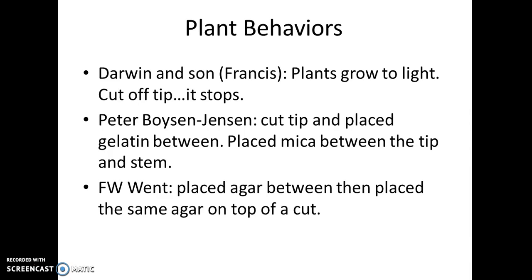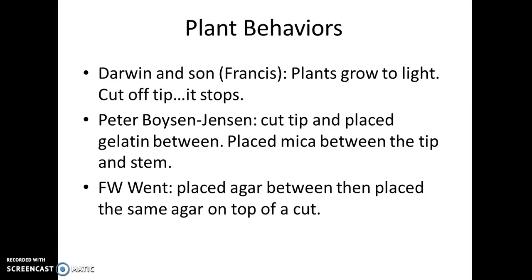Peter Boysen Jensen cut the tip off and placed gelatin between the tip and the rest of the stem. And guess what? The plant still grew to the light. But if you placed mica, which is a very thin rock, between the tip and the stem, it did not grow towards the light. So there was something produced in the tip that moved through the gelatin into the stem that caused it to grow towards the light.